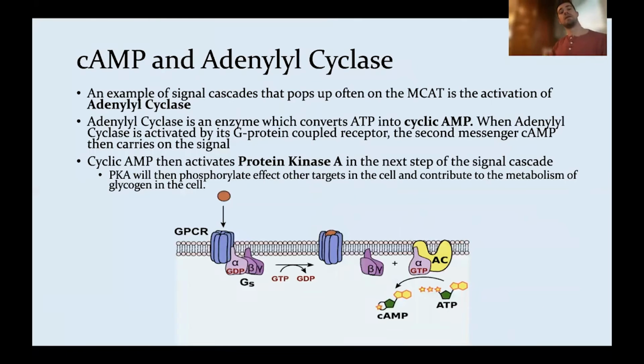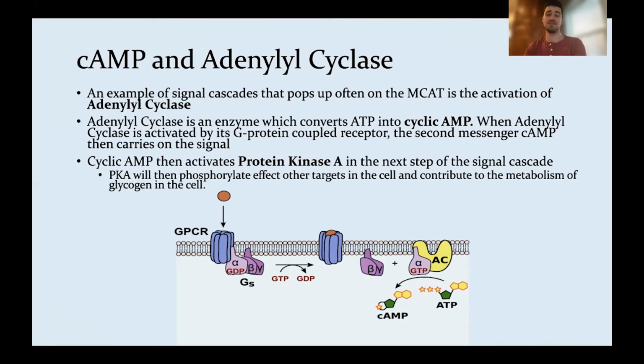And we're going to talk a little bit now about cyclic AMP, also known as cAMP, and the enzyme known as adenylyl cyclase. Adenylyl cyclase is also known as adenylate cyclase. It's the same thing. It's an example that is very often used, especially when talking about signal transduction. And it will probably pop up on the MCAT on some sort of section.